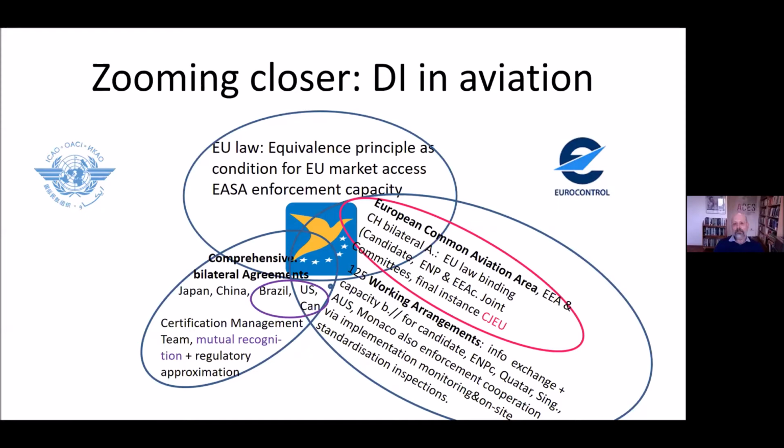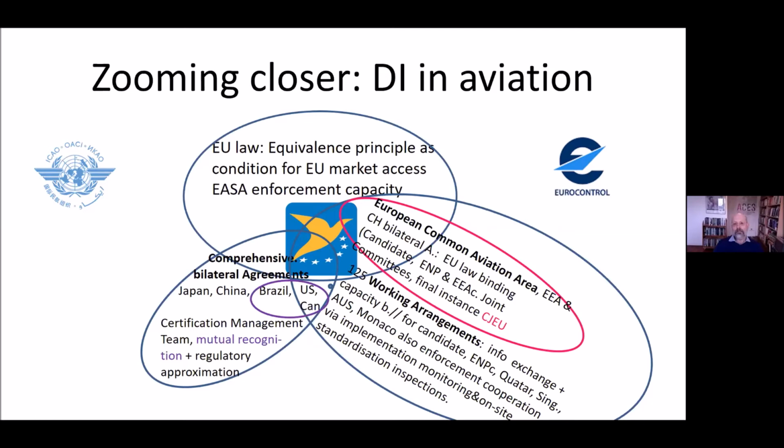And there are 125 other working arrangements with their own possibilities of participation, which are more limited, and the regulatory dimension is also weaker and more focused on information exchange and capacity building. And finally, we also looked at international organizations that are pertinent in this field, because this also matters for the question of differentiated integration in regulatory and organizational terms, if there are other international organizations where these regulators participate.